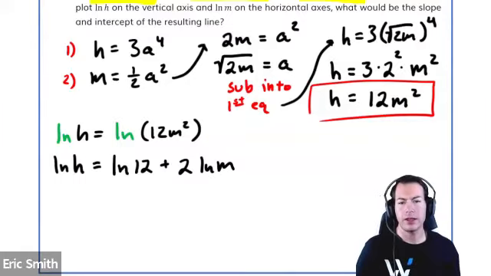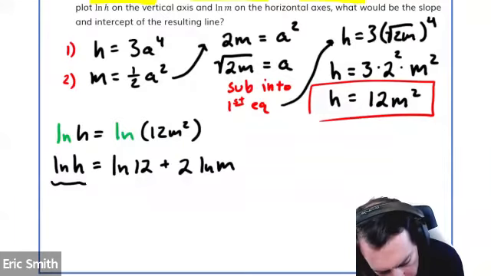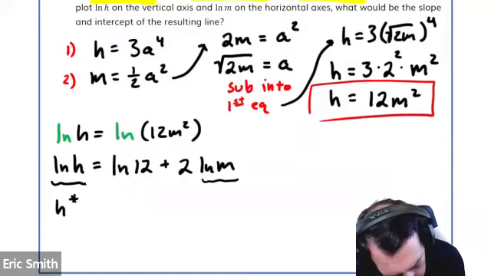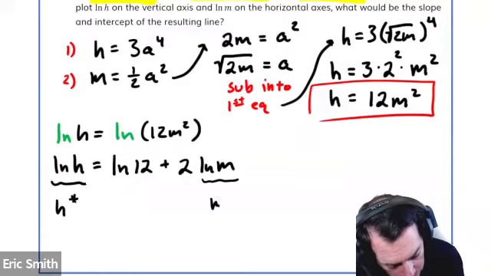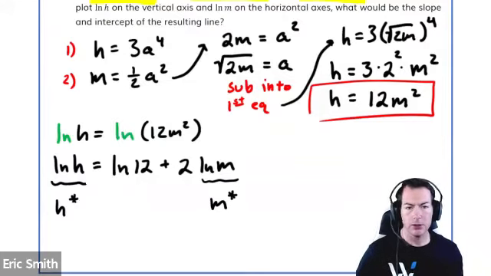Ultimately, it'll look something like this. So now we have a connection between the natural log of h, this is what I'm going to call h star, and we have a connection to the natural log of m, this is what I'm calling m star. And sure enough, it is a linear function.